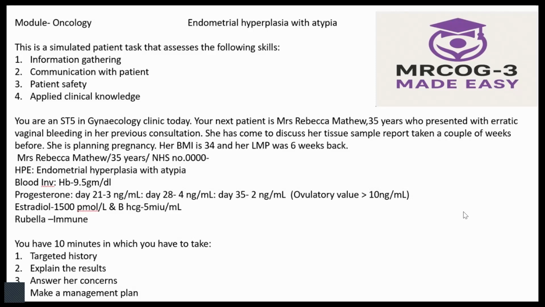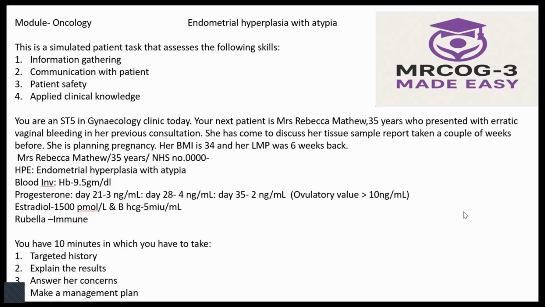Yes. Now what do we do after this? When the report comes, after seeing the report, we will discuss the management for you. Usually there are two options if the woman has completed her family: one is removal of the womb, the second is keeping the womb. If the family is complete, usually we remove the womb. But in your case, because you are planning to have babies, we will not remove the womb.